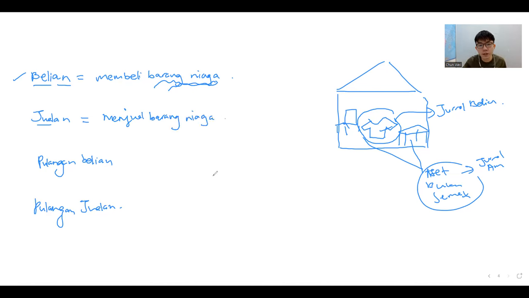And pulangan belian means memulangkan barang niaga. Okay, so if more specific ialah saya, or my business, yang memulangkan barang niaga kepada pembekal, the seller.